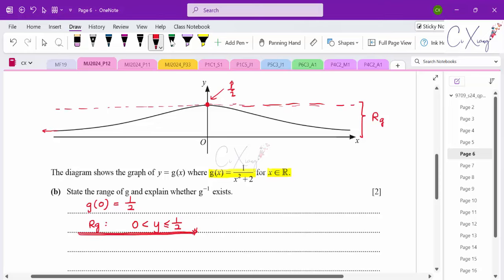Alright, but of course, to know this highest value here, you need to substitute x equals 0 to know this particular highest value for the y, right? Okay, so this is the range of g. And after that, they want us to explain whether g inverse exists or not.